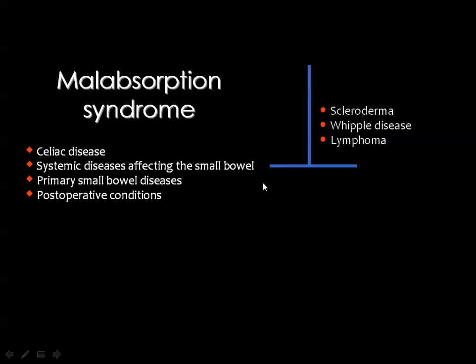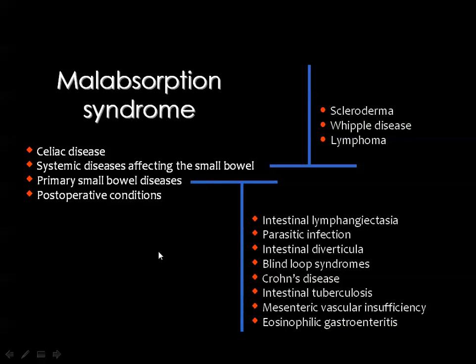malabsorption. Number one is celiac disease and systemic diseases affecting the small bowel, like scleroderma, Whipple disease, and lymphoma. Primary small bowel diseases, and these are a lot of diseases including intestinal lymphangiectasia, parasitic infection, intestinal diverticulitis, and blind loop syndrome, Crohn's disease, of course, intestinal TB, mesenteric vascular insufficiency, and eosinophilic gastroenteritis.